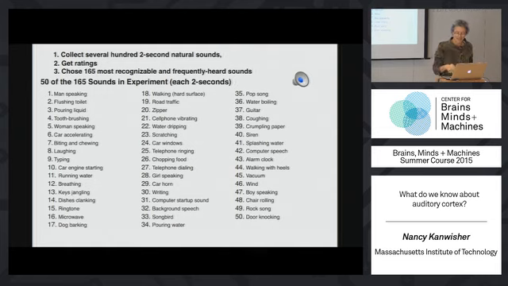So we pop subjects in the scanner, and we scan them while they listen to these sounds. Anyway, you get the idea.